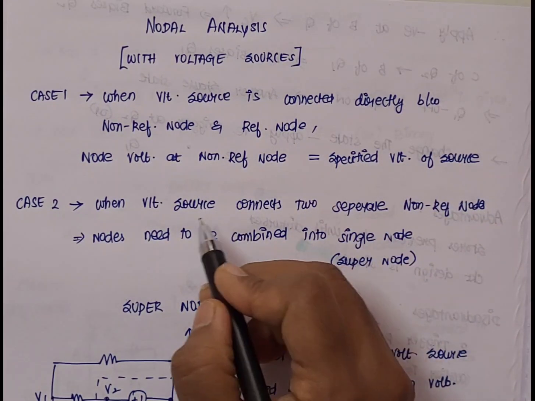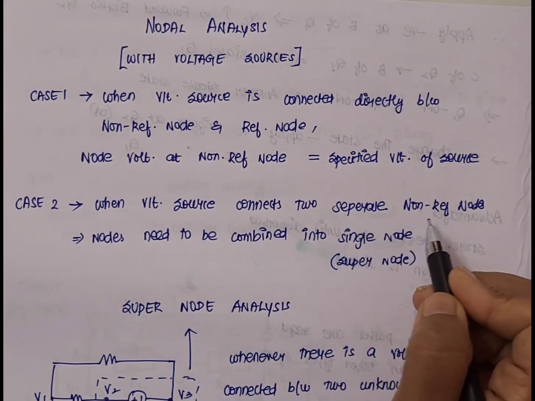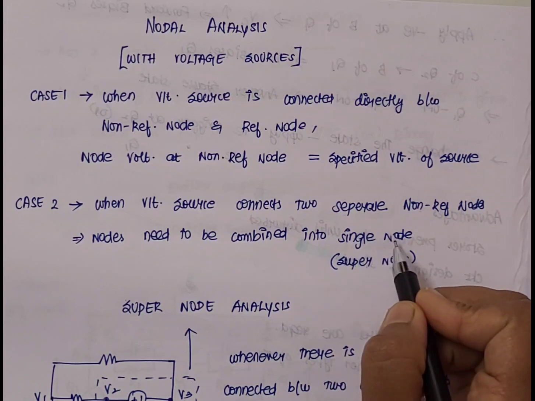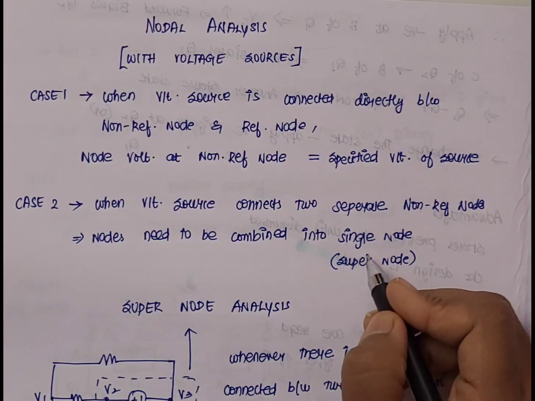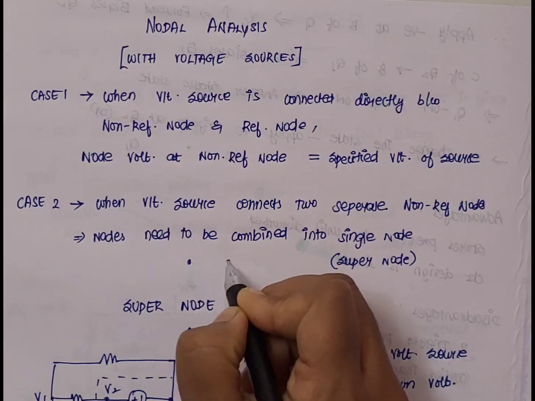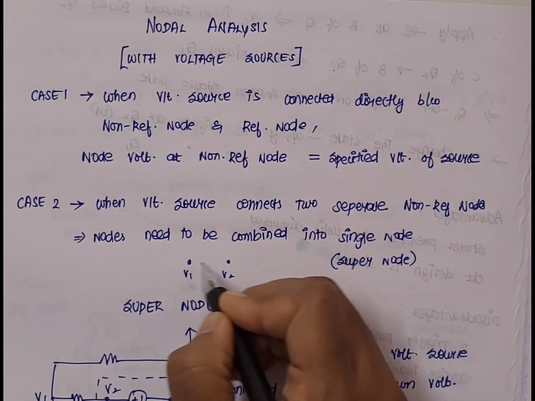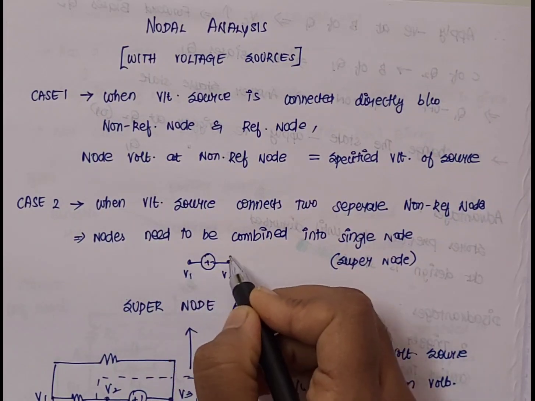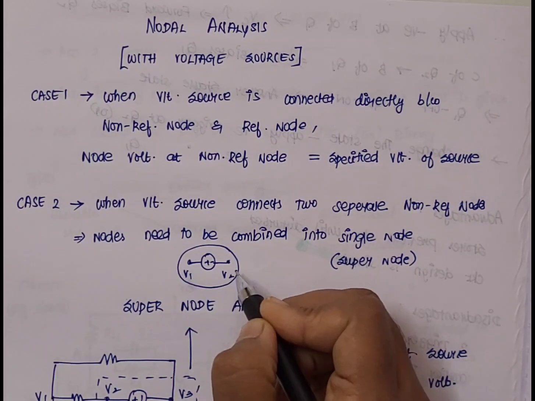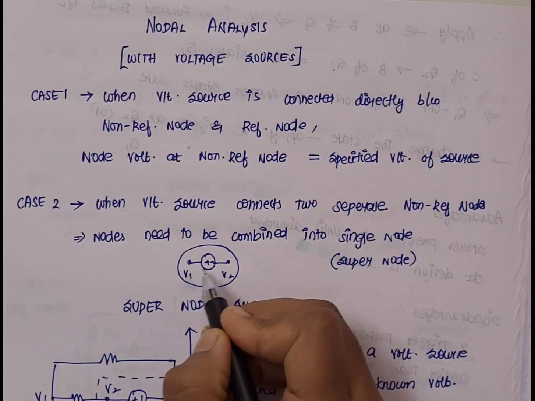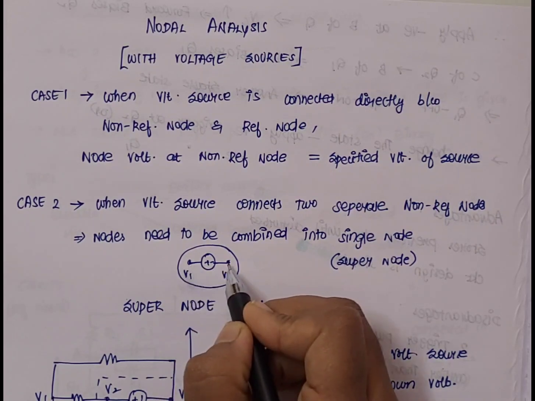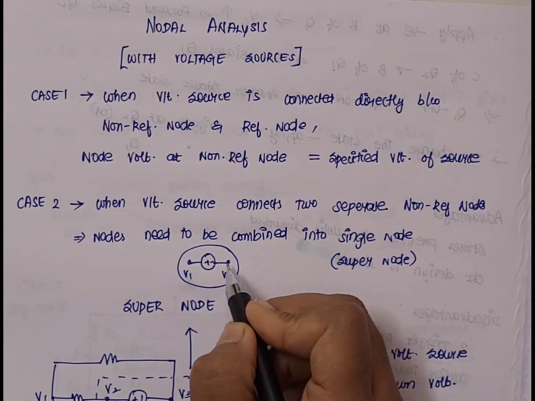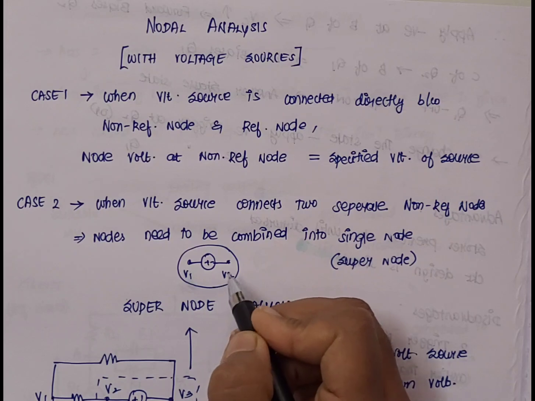The second case is when a voltage source connects two separate non-reference nodes, then the nodes need to be combined into a single node. This particular node is called the super node. Suppose we have two nodes V1 and V2 and a voltage source in between, then this particular junction is called a super node. Whenever we have a circuit of this kind, we have to follow super node analysis.